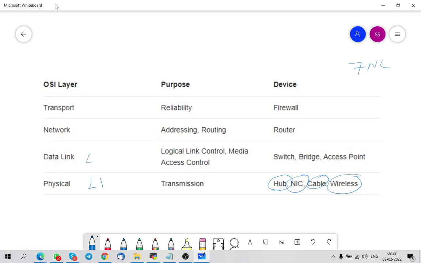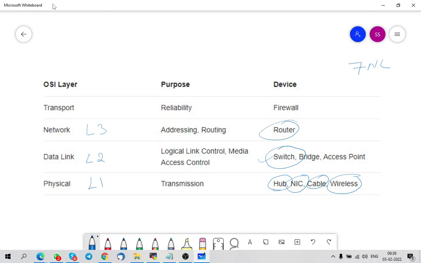Okay, so layer 2 is the data link layer. Whatever we discussed, the switch, comes into the layer 2 devices. That means it will be able to identify the IP address in the packet. Now layer 3 is the network layer. In that, the router is coming.